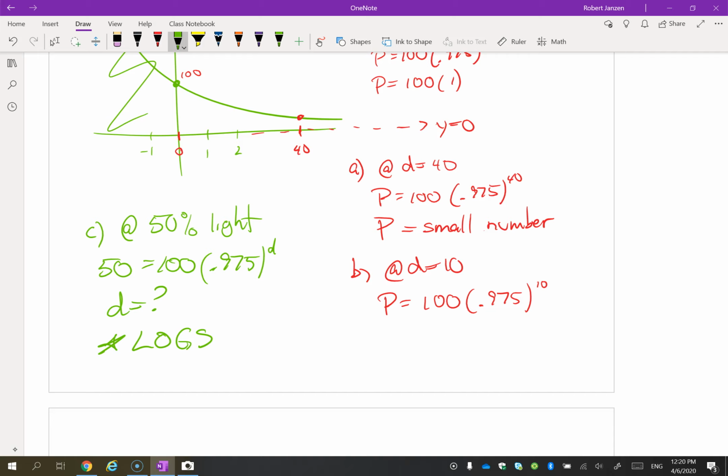Okay, so homework. You can do page 349, numbers 3 to 13. Okay? Good luck with that.